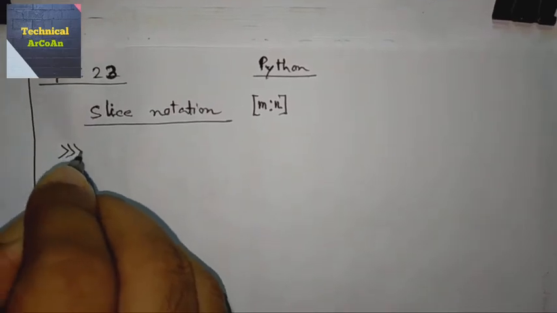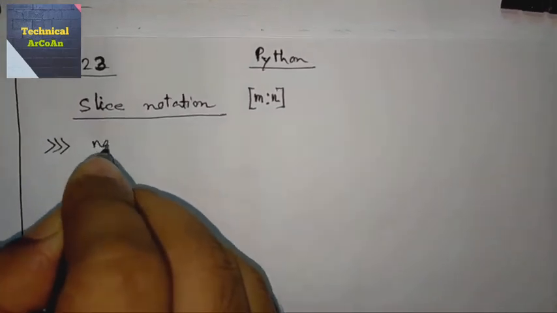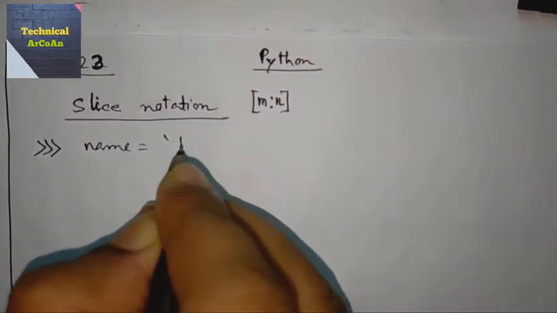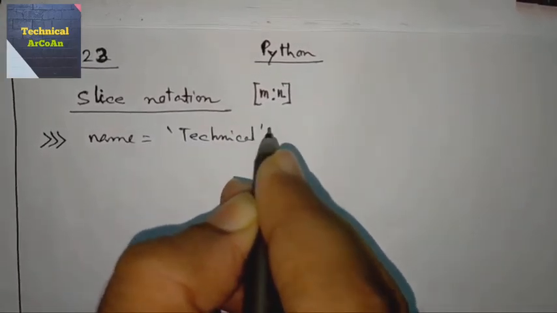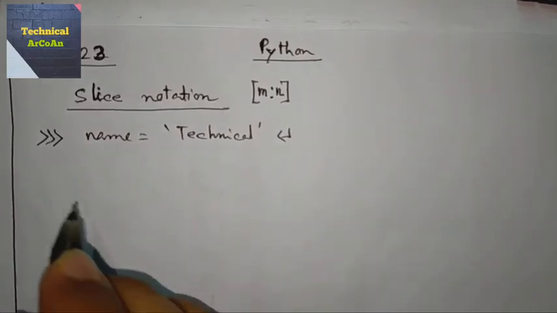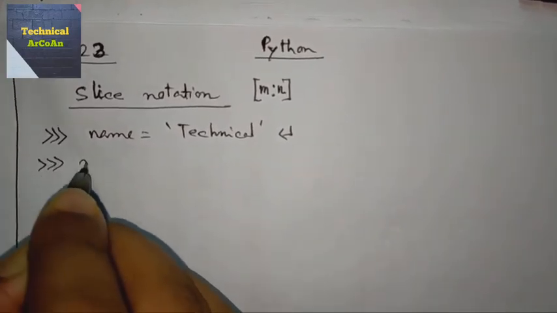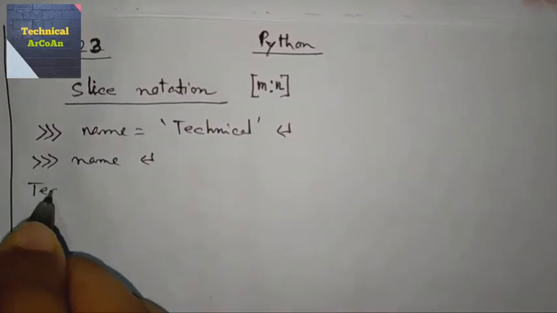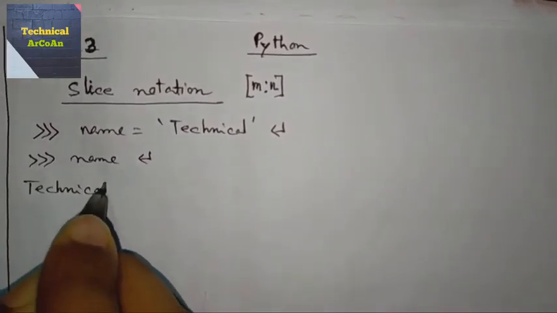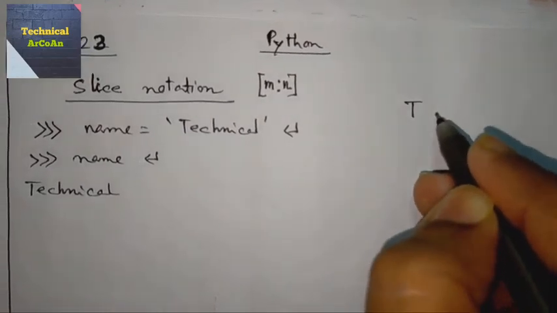So there is a prompt. Suppose we write name equal to technical within single quote, as I already told. So the prompt will return, and after that when you write name and enter, what happens? It will print just technical. So what actually happens if we write technical?